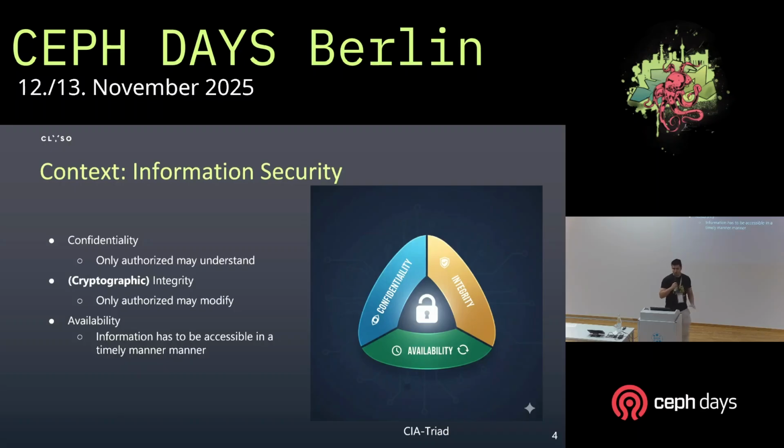Okay, so let's start at the very beginning. What do we even want to achieve in information security? There's a very basic model called the CIA triad. First of all, we want to achieve confidentiality. That essentially means only authorized parties may understand what information is about. If you don't have a key and a cipher, you don't understand the information without the key. Second, we want to achieve some sort of cryptographic integrity. Not everyone may be allowed to change ciphertext or information, and if someone changes the information, we would like to know about it at some point. And lastly, obviously, availability. Information has to be accessible in a timely manner, right?